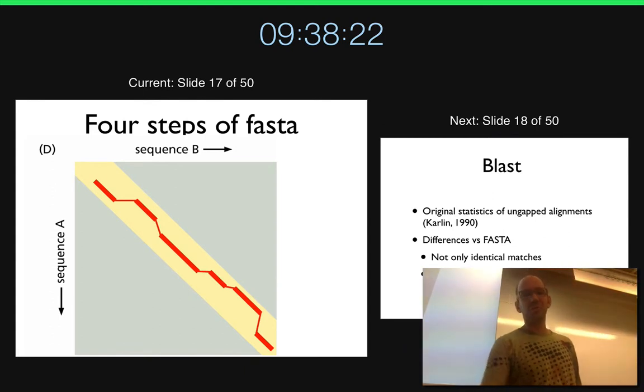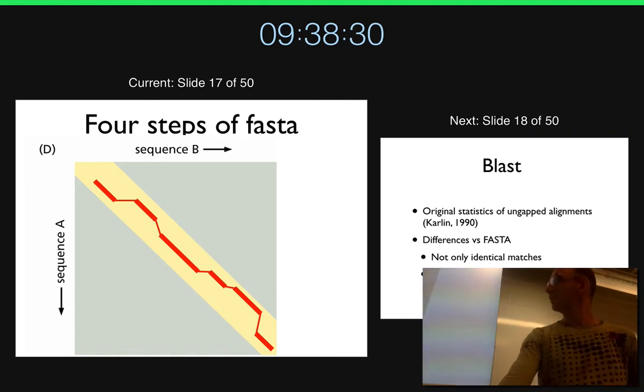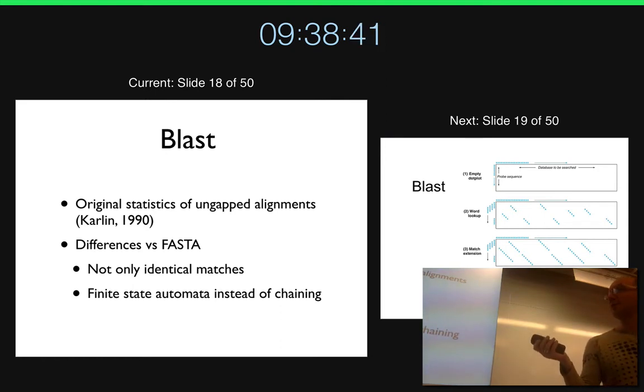So FASTA was useful, but still it got too slow. So in 1990, a long time ago, people started developing the method BLAST. There existed a BLAST version 1 that was very fast, but not that accurate, because it did not use any gaps. It only used ungapped alignments. And if you don't allow gaps, you don't get really good alignments. You can't really do that much.